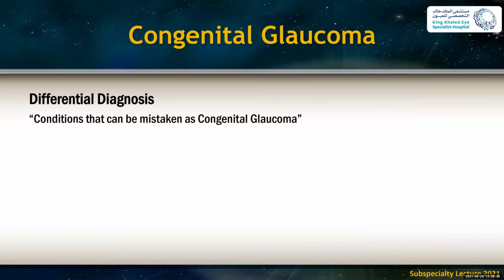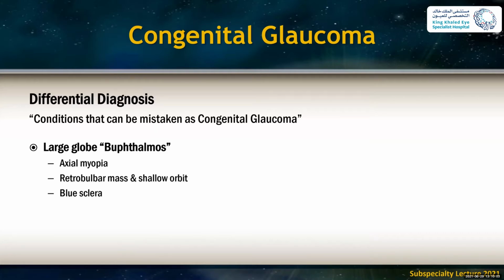Once we have the clinical picture, the symptoms and signs, then we need to put in mind the conditions that can be mistaken for congenital glaucoma, or that we need to differentiate it from, which could have similar findings in some aspects. So, for example, large globe, ophthalmos, can usually be associated with axial myopia, retrobulbar mass, or shallow orbit. Blue sclera, connective tissue disease, large cornea. This is very important.